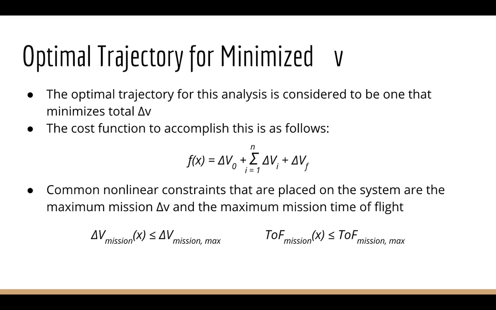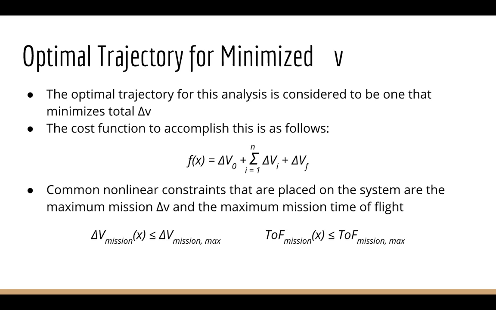That's how the ant optimization method works. Since a very common parameter to be minimized is the total mission delta V, we're going to look at the cost function that would be used for this optimization. The cost function can be seen on the slide, and it is based off of the departure delta V, the delta V associated with each maneuver, and then the arrival delta V. Those are all positive since we are minimizing them. The constraints that are commonly used with this problem are a maximum allowable delta V for the mission and a maximum time of flight.